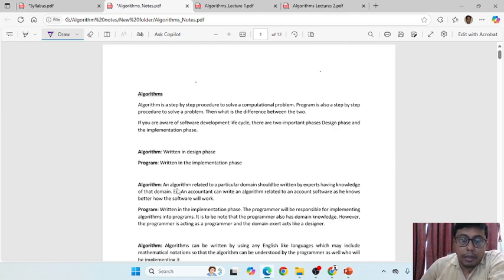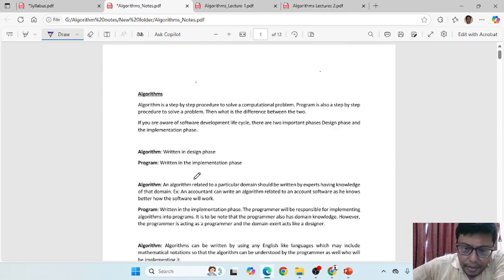Okay. So the thing is, an algorithm can be written just like your program can be written, in a step by step procedure. When you are writing the program, it is also written in a step by step procedure, and the objective for both algorithm and program is to solve a particular problem which has been assigned to you. So then what is the real difference between the algorithm and the program?